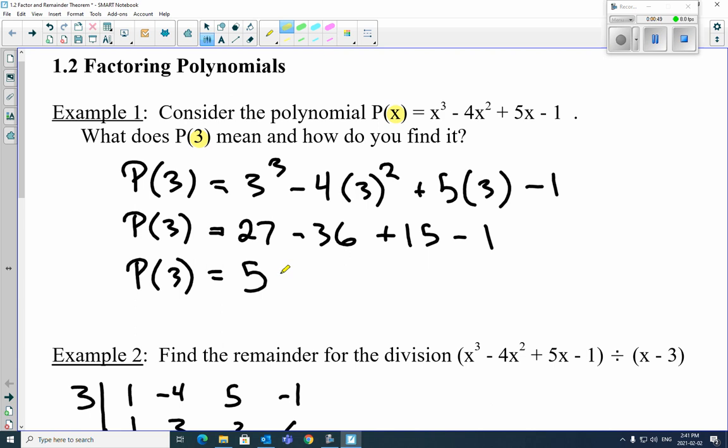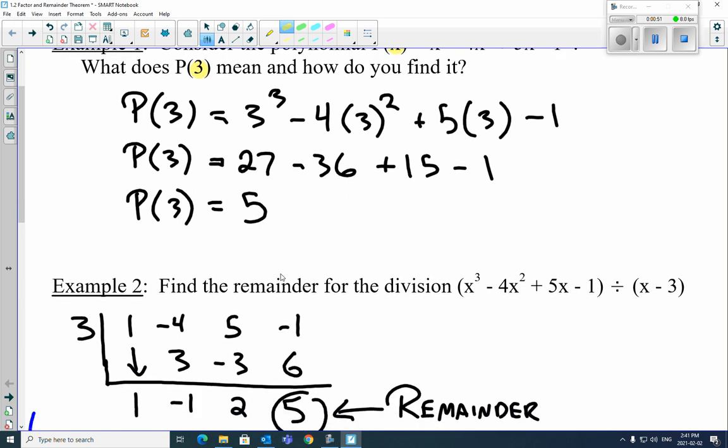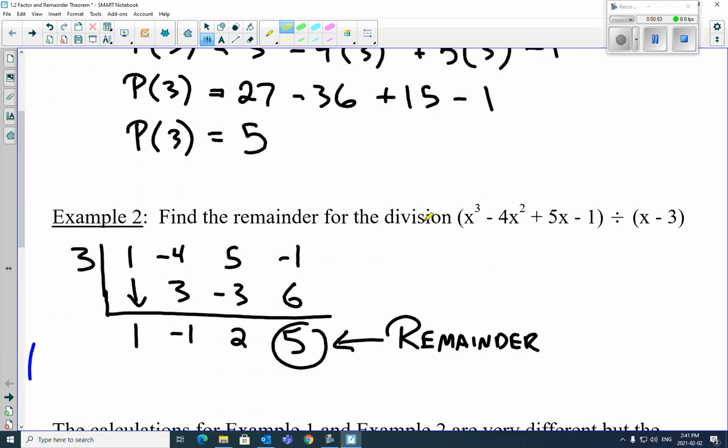Okay? So then look at this one here. We have find the remainder for the division of this one. So here's our polynomial, and we do synthetic division, so we look at the coefficients, right? So 1, negative 4, positive 5, negative 1, write that across the top. We have divided by x minus 3, our divisor. So what do you plug into this to make that equal to 0? Well, you plug in a positive 3, so the 3 goes out the front. And then you do all the work.